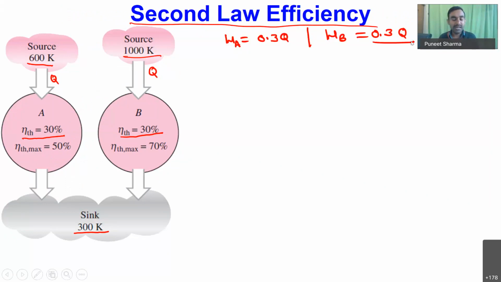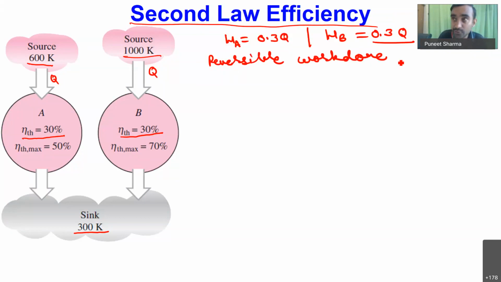So it means whatever amount of heat we are supplying, only 30% of that heat, both our systems A and B are converting into an equivalent amount of work.